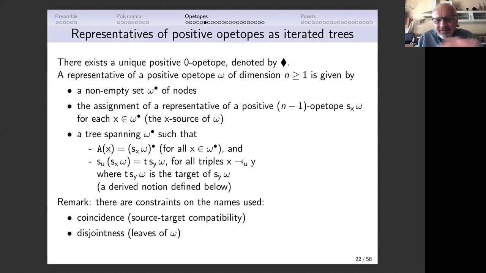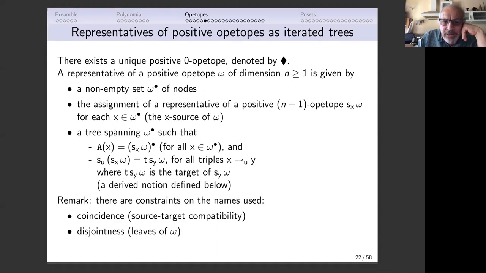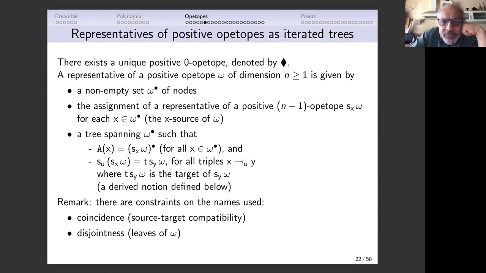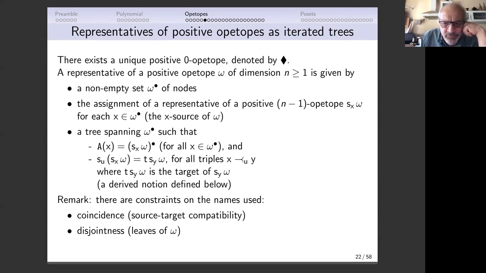Okay, well, so let's be not too formal. So we have two opetopes here sitting at x and y, and in order for them to communicate, the target of y should coincide with the source of x at u. Okay. And what is the target? Because there's no target in this definition. So it's a derived notion, and we come to it next.